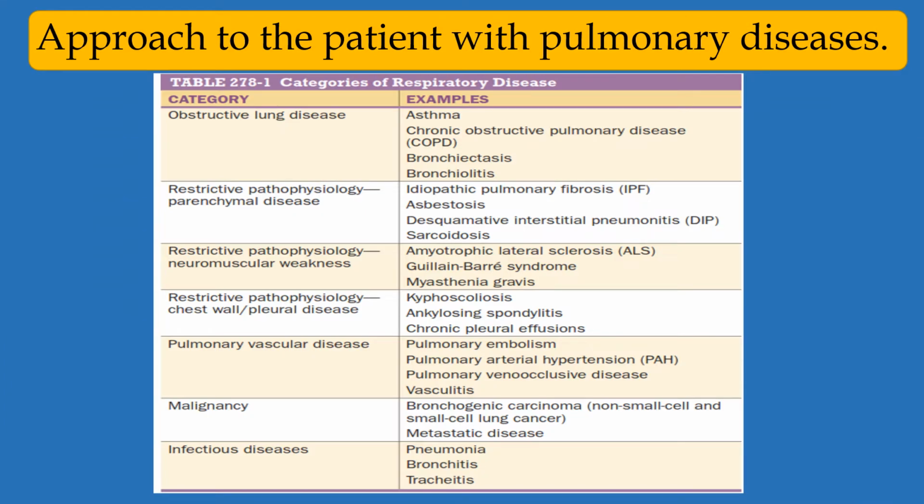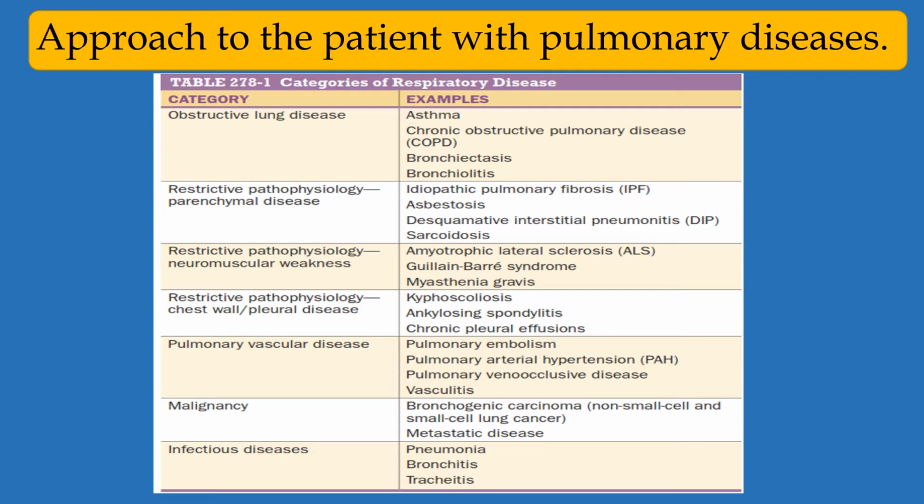Here you see categories of respiratory disease. Obstructive lung disease includes asthma, chronic obstructive pulmonary disease, bronchiectasis, bronchiolitis. Restrictive parenchymal disease includes idiopathic pulmonary fibrosis, asbestosis, desquamative interstitial pneumonitis, and sarcoidosis. Neuromuscular weakness includes amyotrophic lateral sclerosis, Guillain-Barré syndrome, myasthenia gravis. Chest wall diseases include kyphoscoliosis, ankylosing spondylitis, chronic pleural effusions.